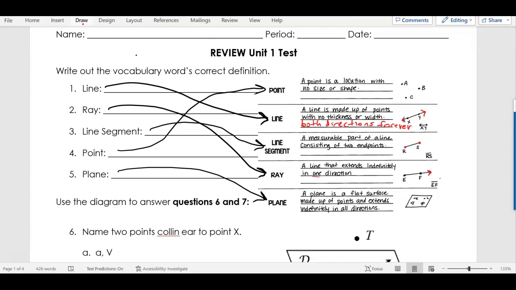A point is a location with no size or shape. It just looks like a dot with a capital letter. Then a plane, we said, is a flat surface made up of points. It extends infinitely in all directions. It is flat, very important. Okay? So that's your vocab. So make sure you write that stuff down.